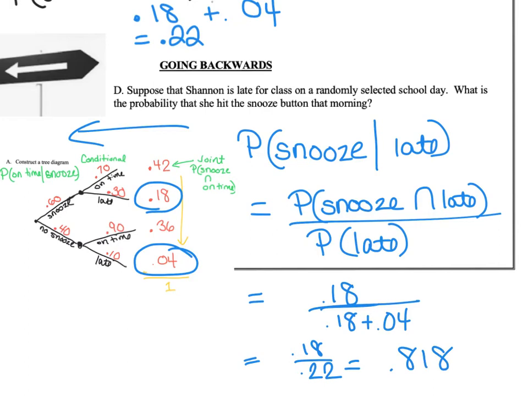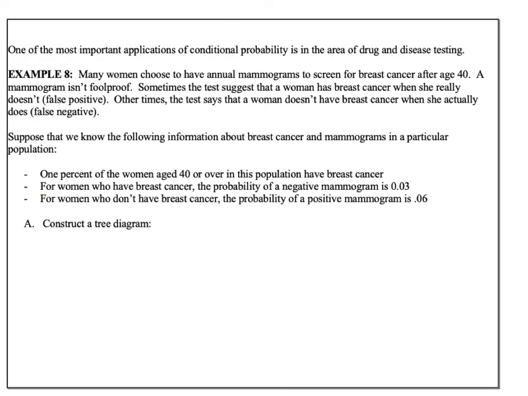0.818. Now I give you a medical example next because it's one of the most important applications of conditional probability, and that's in the area of drug and disease testing. It says many women choose to have annual mammograms to screen for breast cancer after age 40. A mammogram isn't foolproof. Sometimes the test suggests that a woman has breast cancer when she really doesn't. This is a false positive.